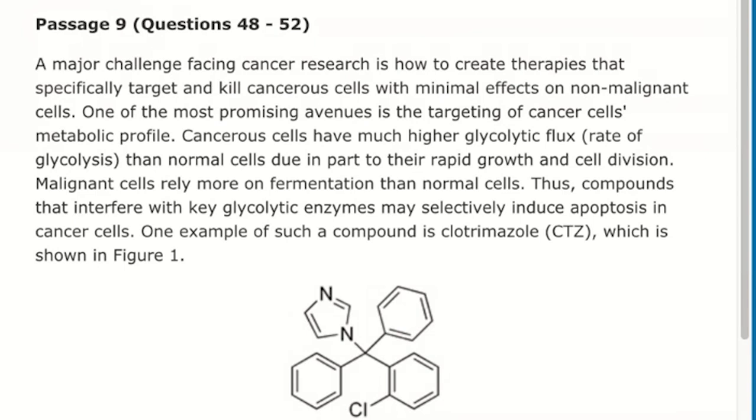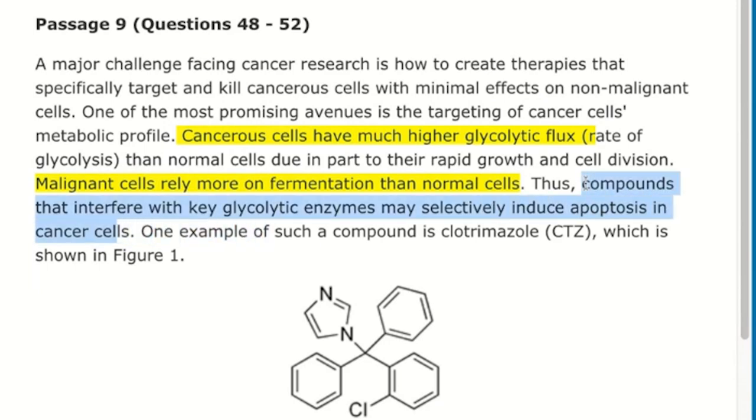So cancerous cells have a much higher glycolytic flux. Maybe that'll be tested. Malignant cells rely more on fermentation. I can totally imagine a question on that. And then compounds which interfere with glycolytic enzymes may selectively induce apoptosis. And then, of course, I'd be tempted to highlight the name of the compound itself.